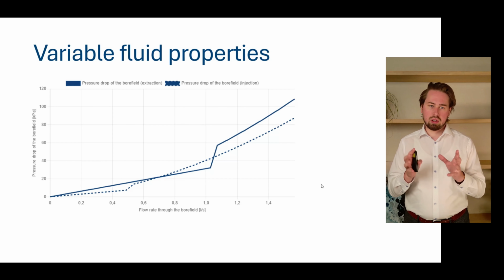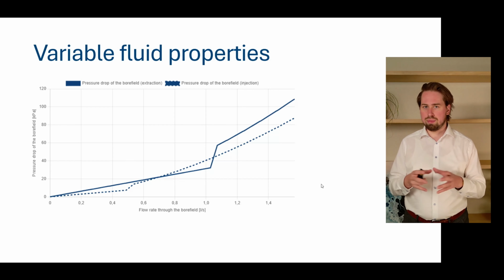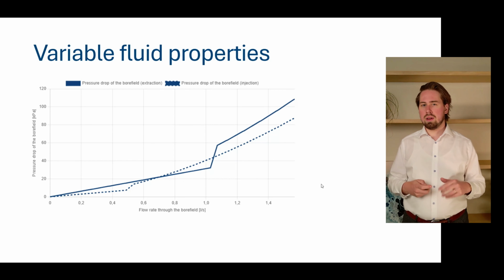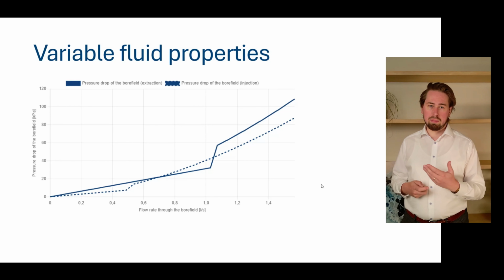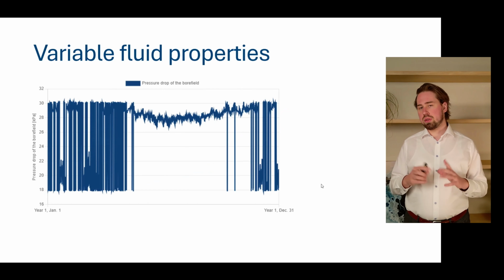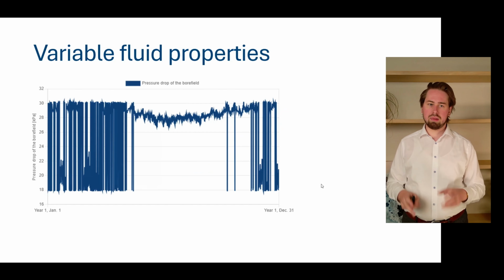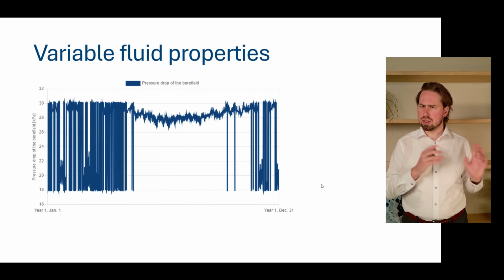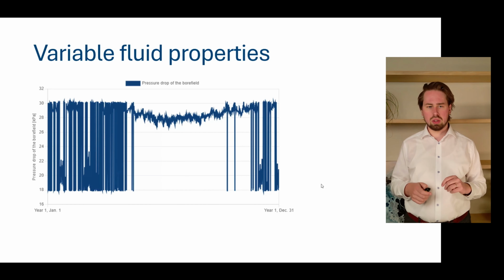But this, of course, is a graph. There is no time in it, let's say. It depends on flow rate. But what we can also do is plot an hourly pressure drop curve of the system, and that you see here. This is a close-up of the pressure drop at every hour. The specific bore field details are, again, in the textbook.